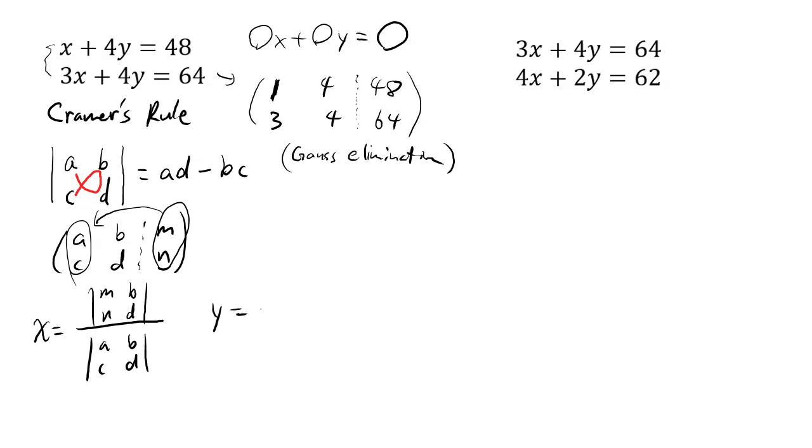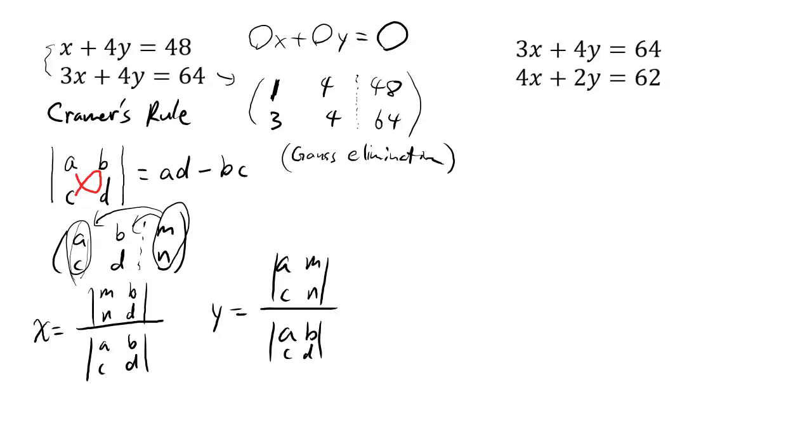In the same way for y, the denominator is still the same, but this time instead of MN replacing the first column, this one replaces the second column. So it's AC is the same, but MN replaces the second column. So that's the formula. Now, because we only just have a formula, it's probably hard for you to understand how it actually works. So let's try to work with this example here.